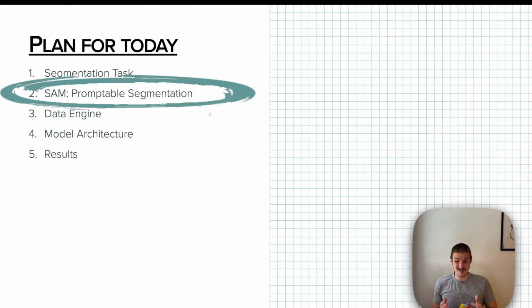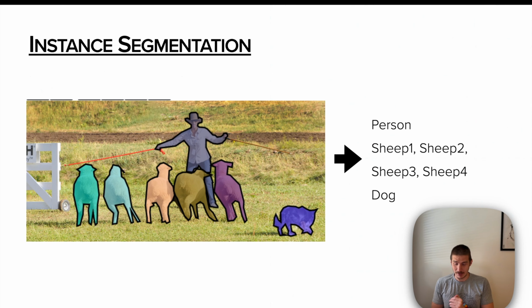Okay, so what is promptable segmentation? Coming back a little bit, this is the example of instance segmentation. So having a picture, we need to annotate every object in the picture. We need to say where each pixel belongs. And in addition to that, we need to predict the actual class labels and instance ID. So we need to say that this shape is different from this shape.